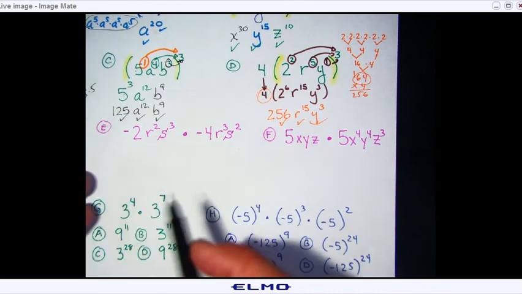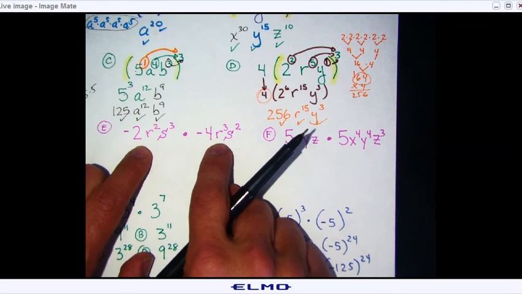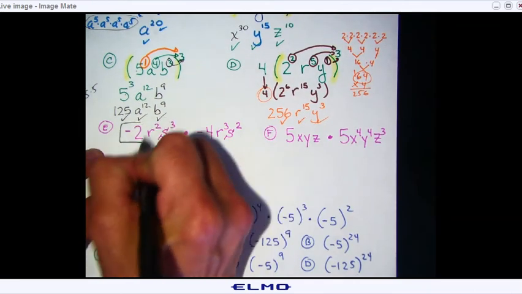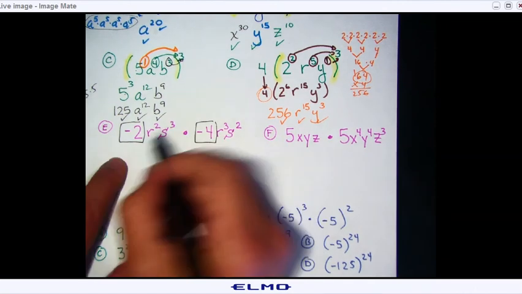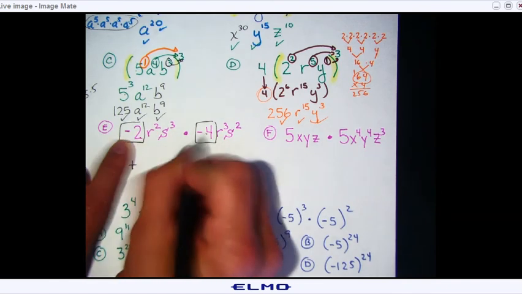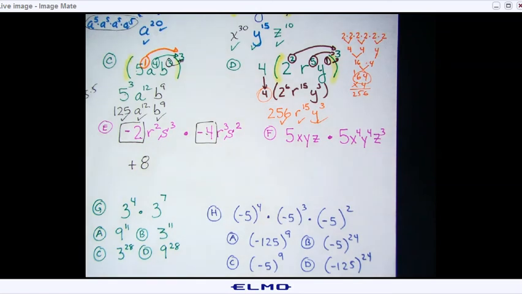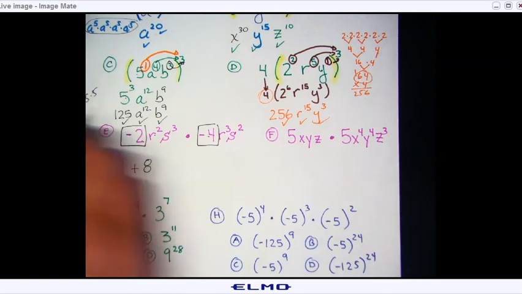Next one. All right. Now, you don't have a power to a power. They're all laid out. So then what I'm going to do is multiply the big numbers. Okay. So negative times a negative is a positive. 2 times 4 is 8. See that? Now, how many R's? How many R's do I have? Well, right here I got 2. And then here I got what?